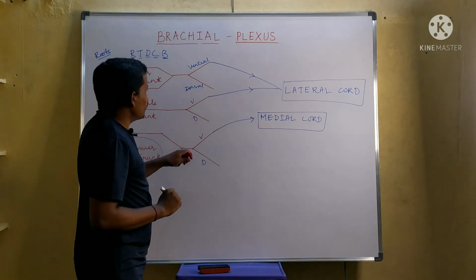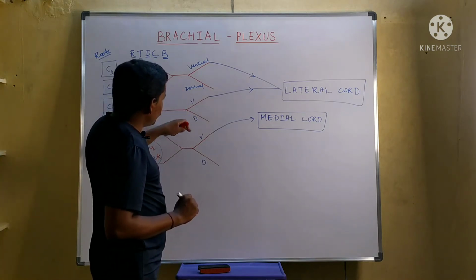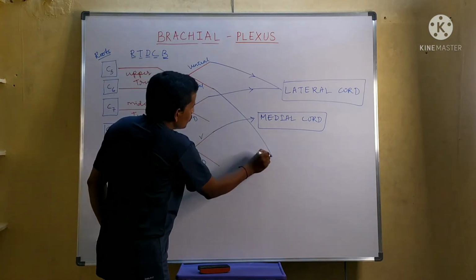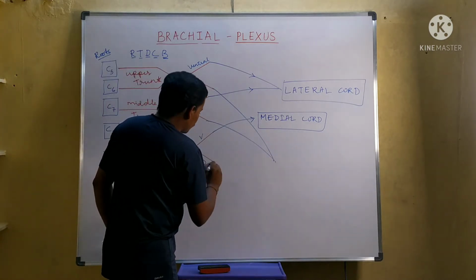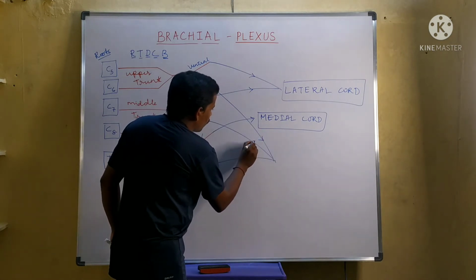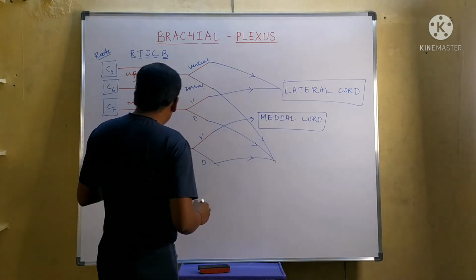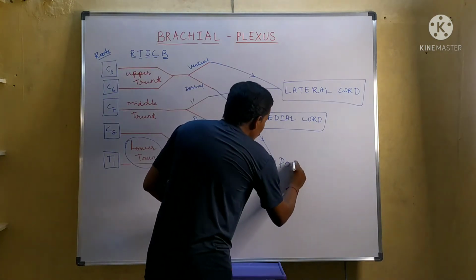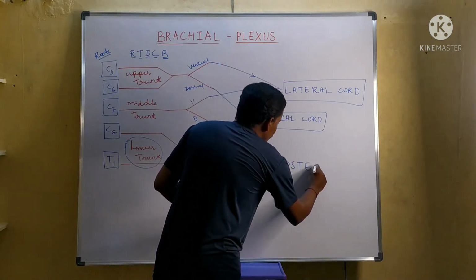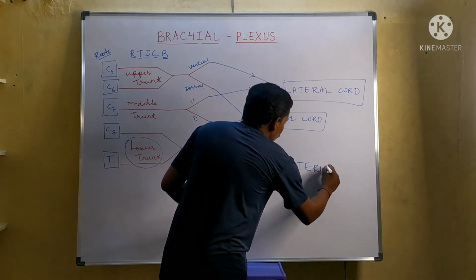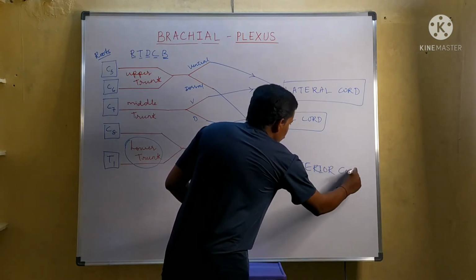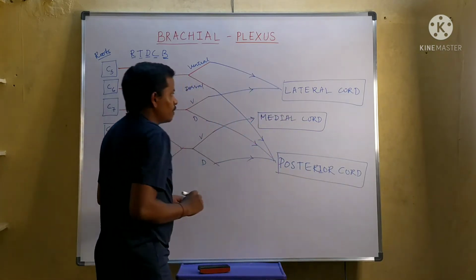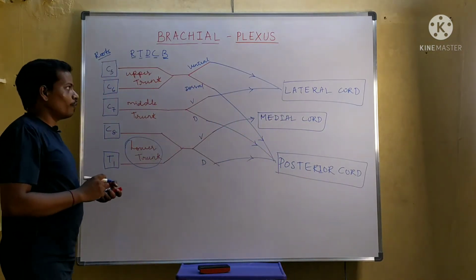Now what is remaining, guys? All the dorsal divisions of all the trunks. All the dorsal divisions of the upper trunk, middle trunk and the lower trunk join to form the posterior cord. Okay, this is how the cords are formed.